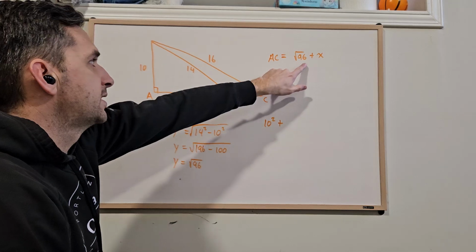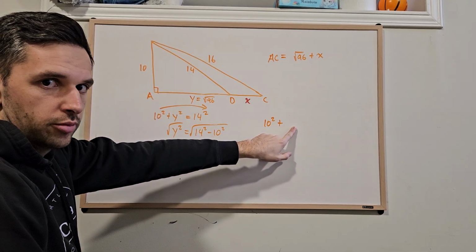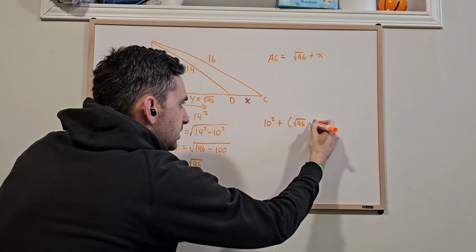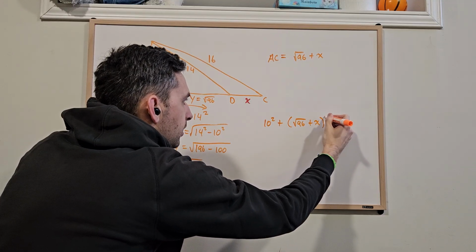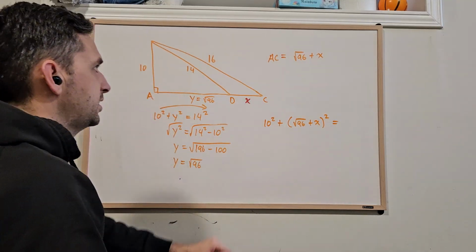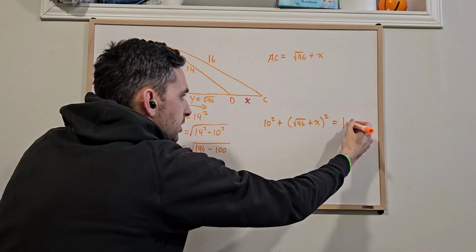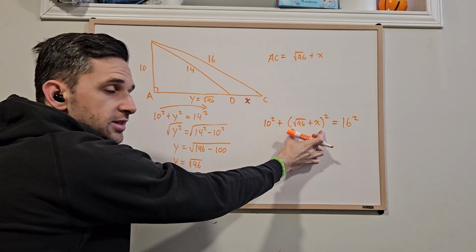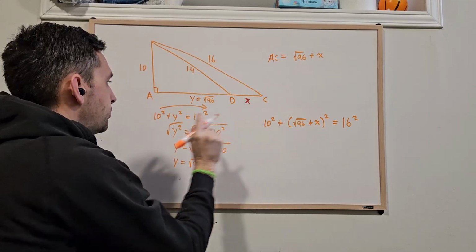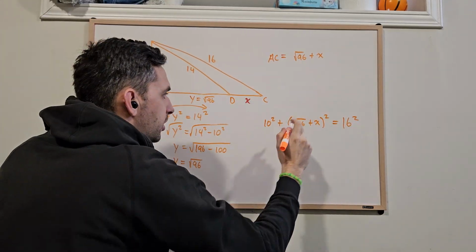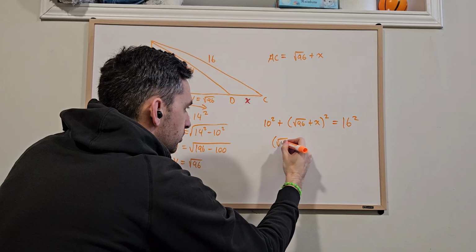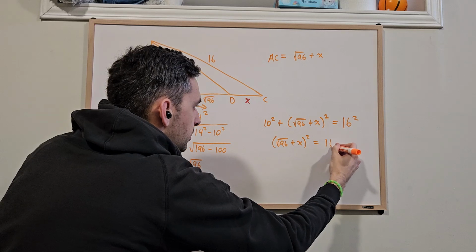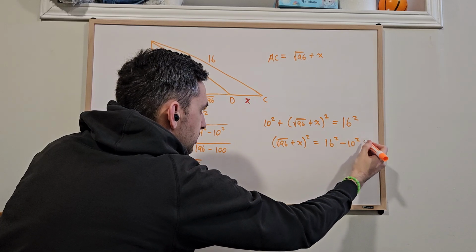So that is exactly what we're going to put into our Pythagorean theorem here. I'm going to open up a bracket, and go the square root of 96 plus x, and I'm going to square that whole thing, and that's equal to the hypotenuse squared, which is 16 squared. Just leave this as is for now. I'm going to do the same thing that I did over here. I'm going to take this 10 squared and move it over to the other side. So the square root of 96 plus x, squared, is equal to 16 squared minus 10 squared.